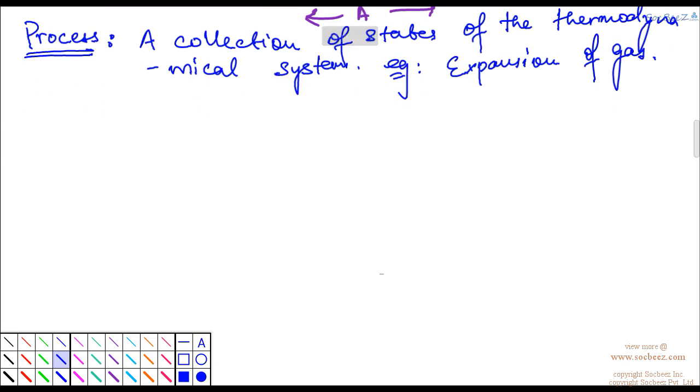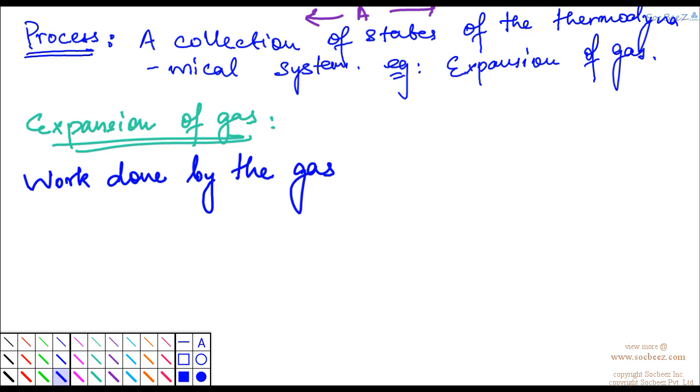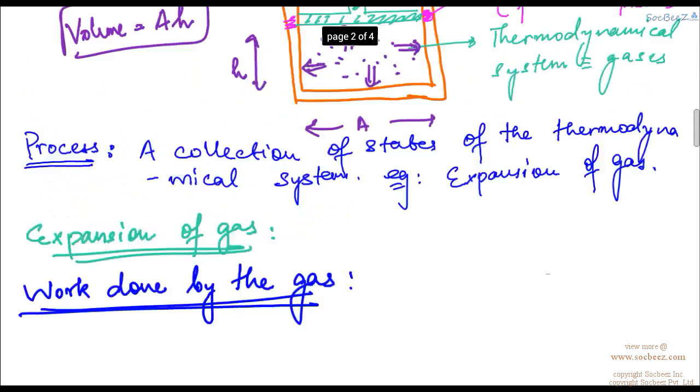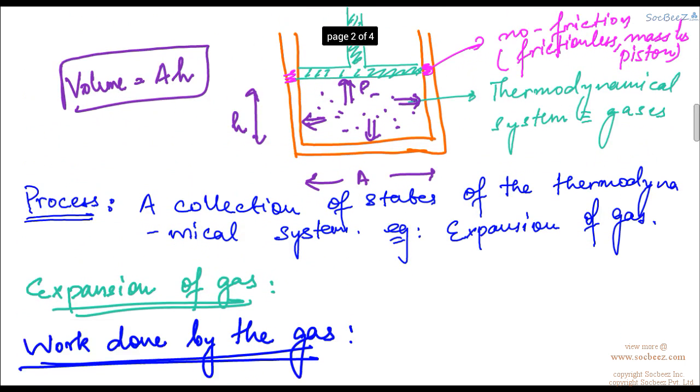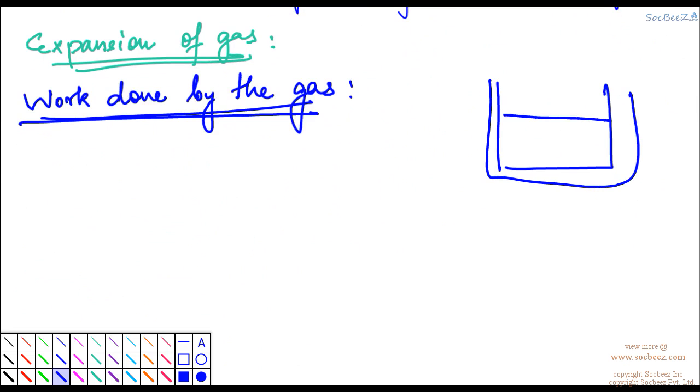So we are considering only this process, the expansion of a gas, and we are interested in finding the work done by the gas. How much work is done by the gas in expanding from a certain volume to a certain volume? So let's suppose in this piston, let's draw it again. This is the container and this is the piston we have.